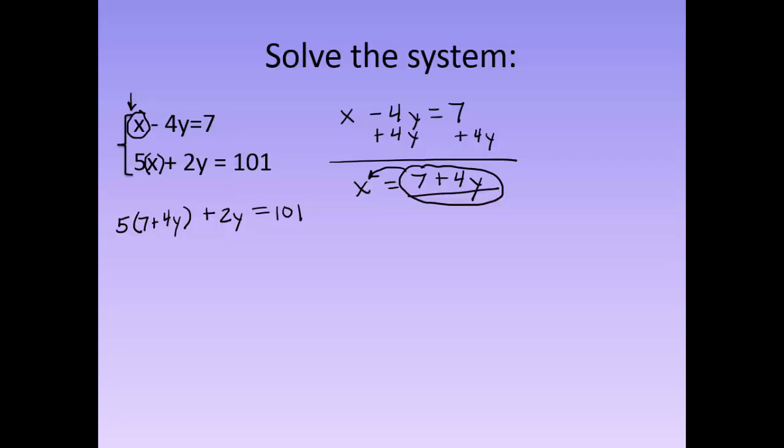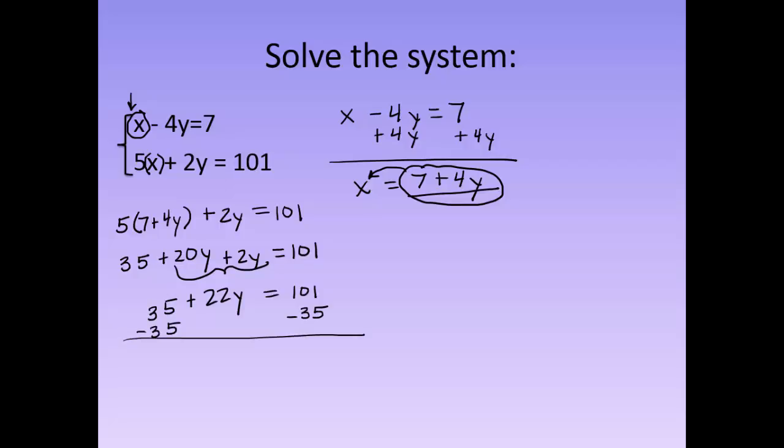The first step is to distribute that 5 really carefully. Okay, I've multiplied both of those things by 5. Okay, combine like terms. Still got a 35. I'm going to subtract that. So what's left? I have 22y is equal to 66. Now I divide by 22 and find that y equals 3. So we've got one of our solutions.